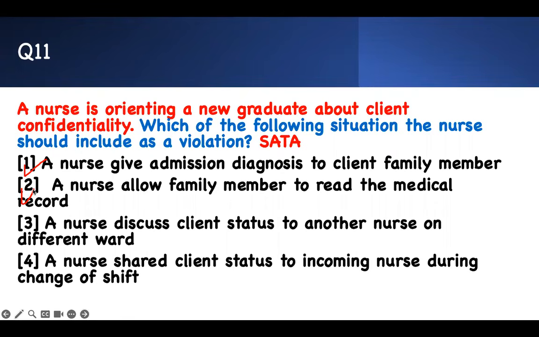A nurse discusses client status with another nurse on a different ward. Bad. A nurse shares client status with the incoming nurse during change of shift. Yeah, if I'm taking care of the client now, I'm coming in, you can share that information with me. So that's good. That's the 1, 2, 3 are violations.